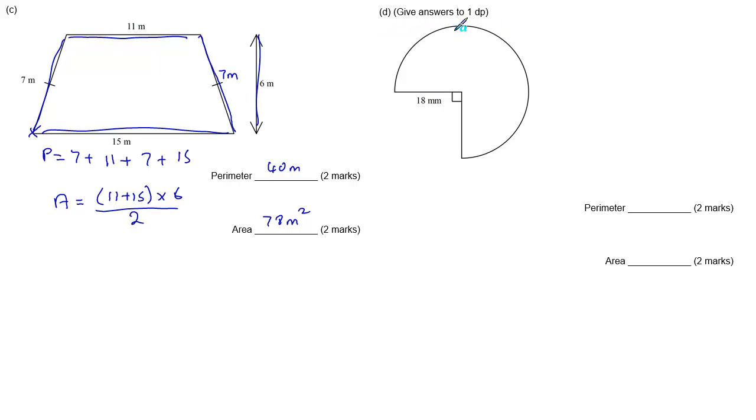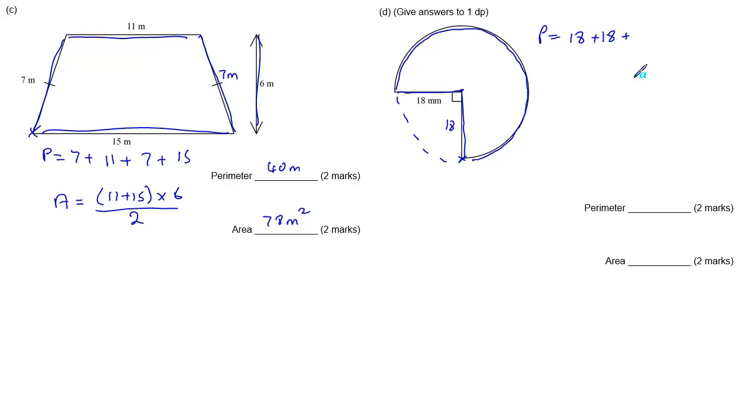Now here we want to give the answers to one decimal place. Now I'm going to start here for the perimeter. If I go to the middle, that's 18, because the radius is the same all the way around, so this side is 18. Then I've got another 18 here, and now I need to go around this, which is 3/4 of the way around the circumference of the whole circle.